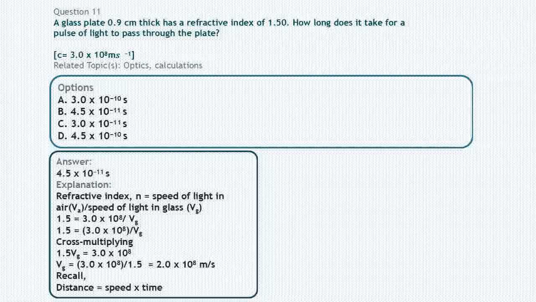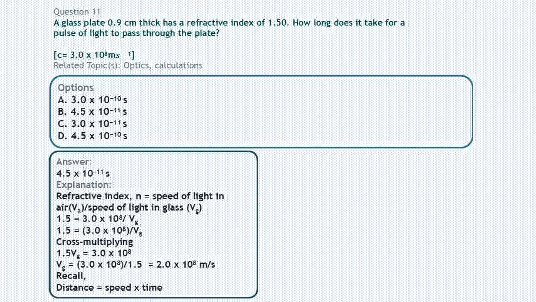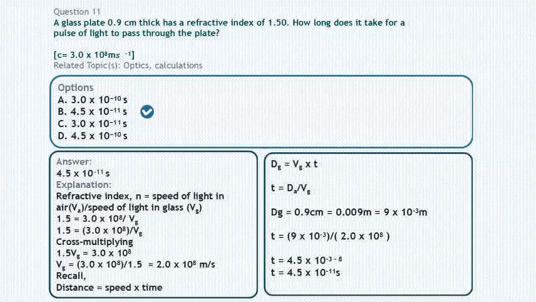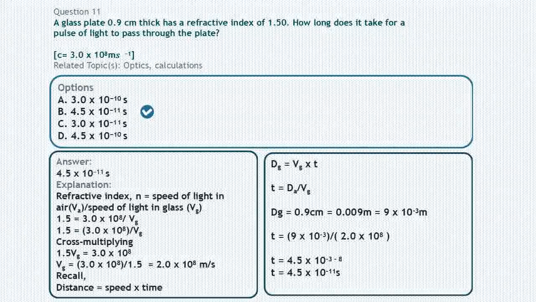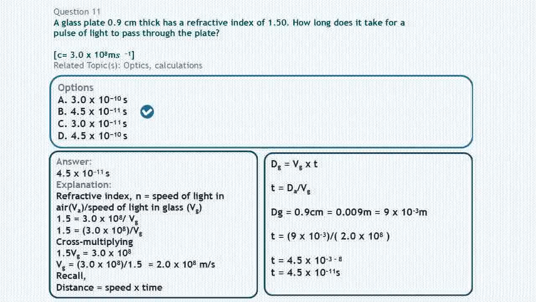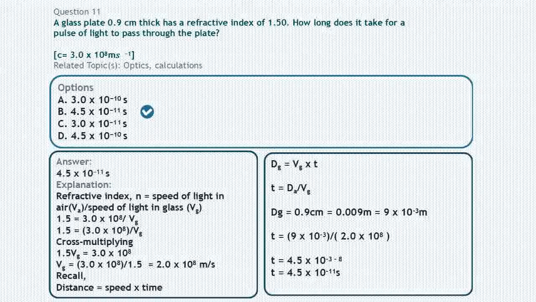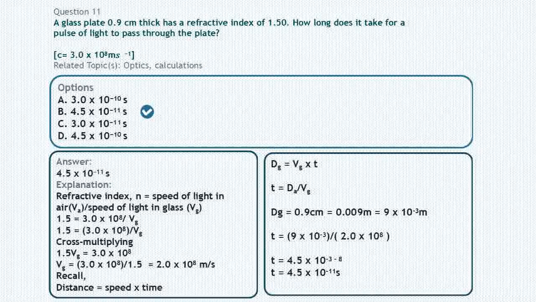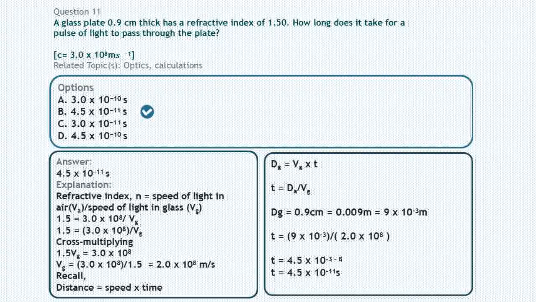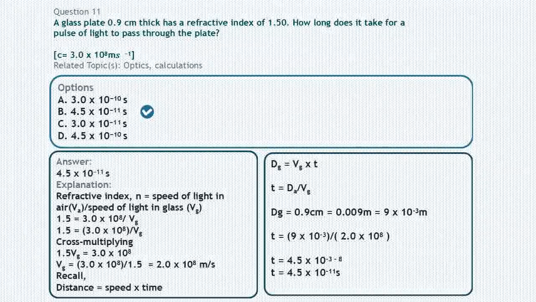Now recall that the formula for distance is equal to speed times time. So we have the distance that the light will move in that glass. Let's say that this is a glass, for example, a glass that is this thick. Let's say this is the thickness of the glass. It means that the distance that the light will pass through will be equal to the thickness of this glass. The distance through this glass is going to be its thickness.